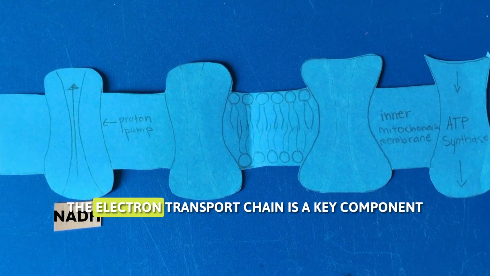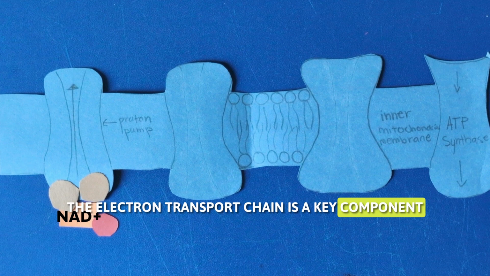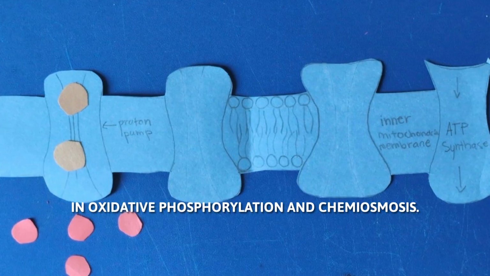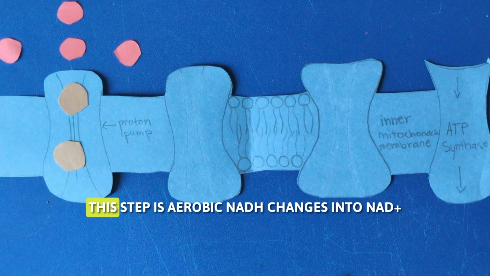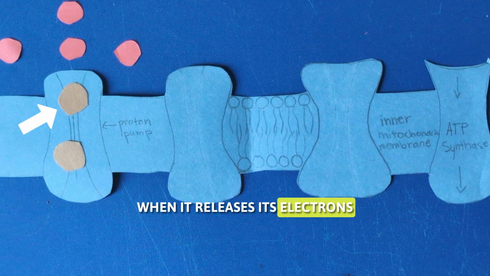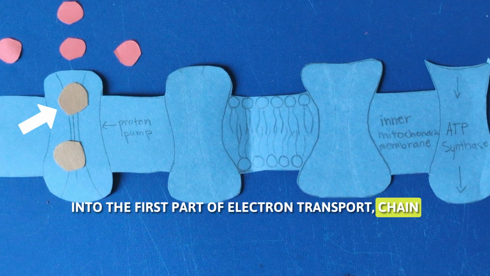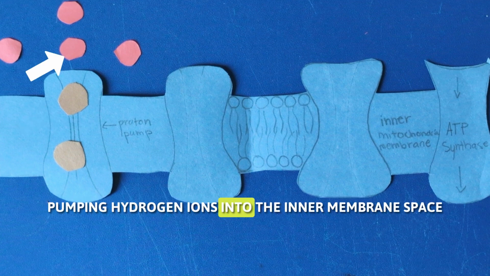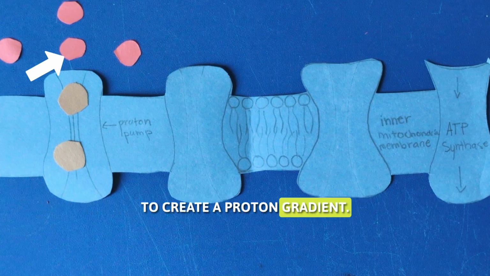The final step, the electron transport chain, is a key component in oxidative phosphorylation and chemiosmosis. This step is aerobic. NADH changes to NAD+ when it releases its electrons into the first part of the electron transport chain, pumping hydrogen ions into the inner membrane space to create a proton gradient.